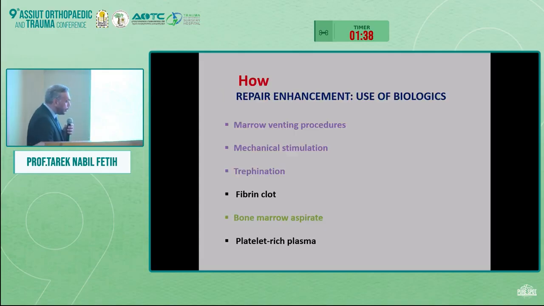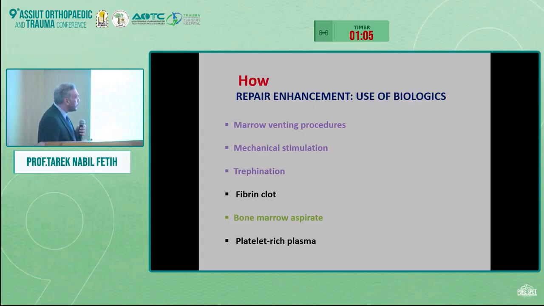What about the use of biologics? Bone marrow venting procedures. When we do a meniscal repair combined with ACL reconstruction, some marrow material gets into the knee from the bony tunnels, enhancing the healing. If we do isolated meniscal repair, we sometimes do a microfracture in the notch to invite some bone marrow and enhance healing. Mechanical stimulation, as we rasp the edges, creates some improved vascularity and enhances healing.